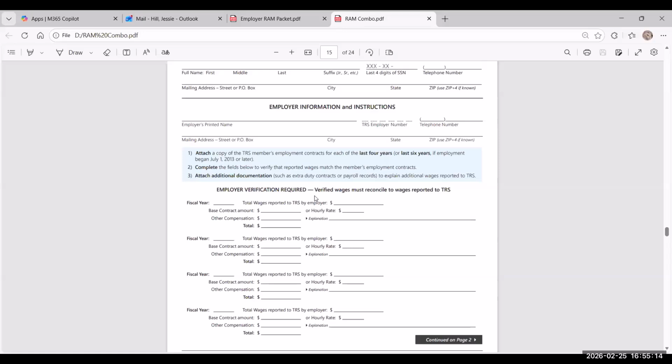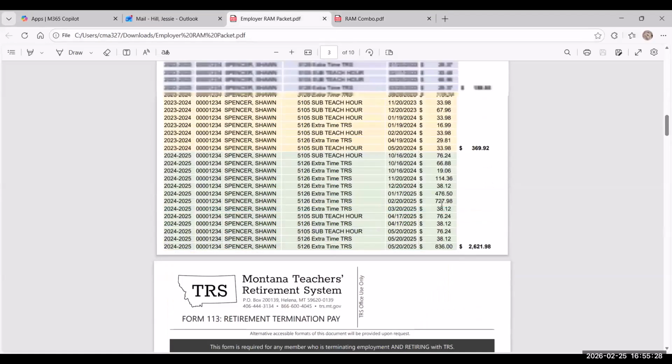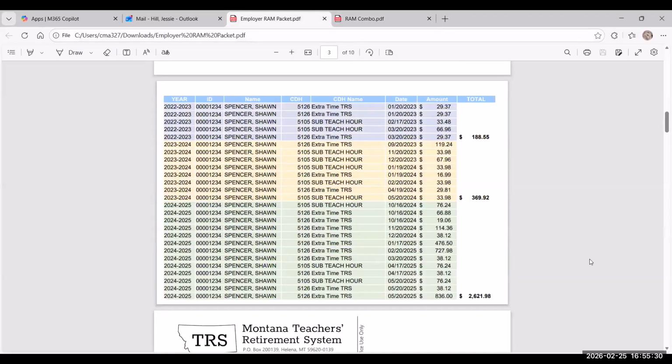And so, of course, put the base contract amount, or if they're hourly, the rate, and any compensation. We like a breakdown. I'll show you an example. This is an example that I got from an employer. As you can see, they provided the base contract amounts and the copies of them, but they also had extra time. And so we need this split out.